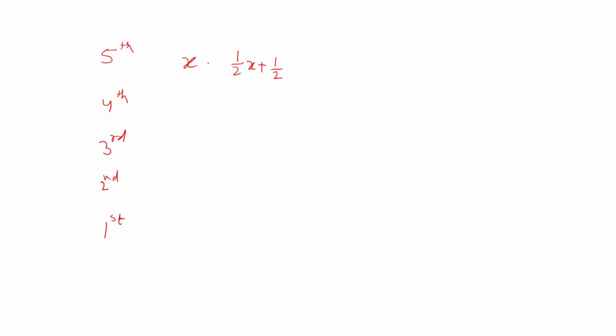So the number of apples left will be X minus (half X plus 1 by 2) is equal to 0. So we have to solve this equation. X minus half X minus half is equal to 0. X minus half X is half X, which is equal to 1 by 2. So X is equal to 1. So when the fifth customer visited the shopkeeper, the number of apples with the shopkeeper was 1.